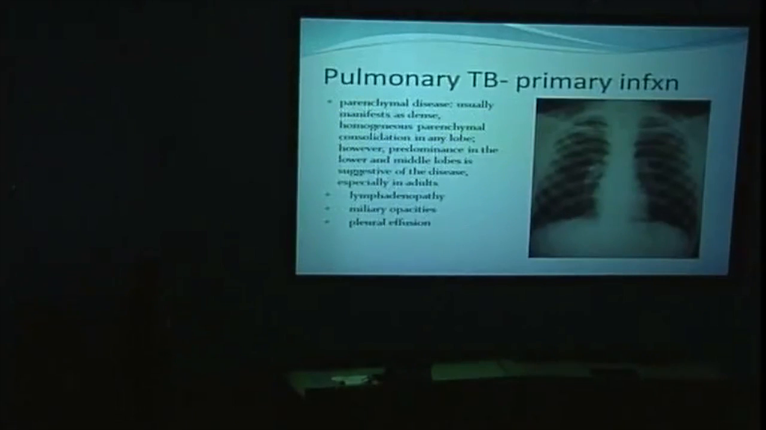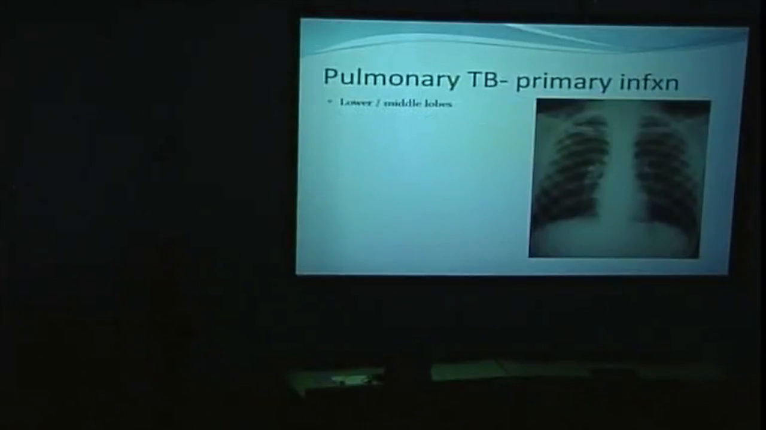You can get miliary disease as a primary infection, depending on the immune status, and look out for pleural effusions in the patient with otherwise nebulous sort of presentation. If there's a pleural effusion, it may be the only clue that TB is going on. Primary infection often involves lower and middle lobes rather than apical.